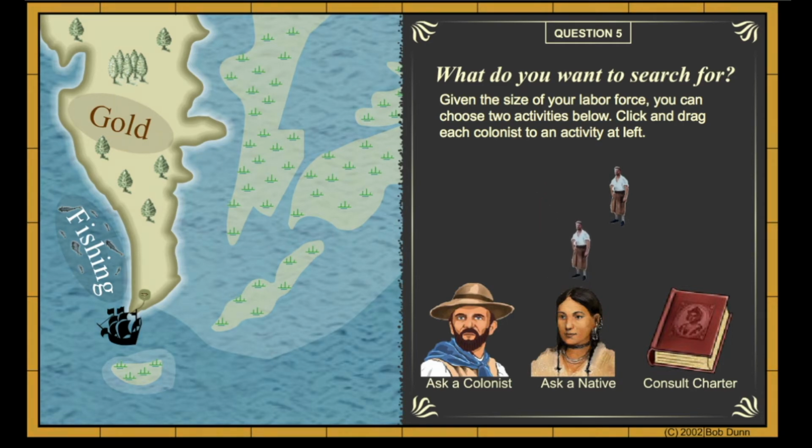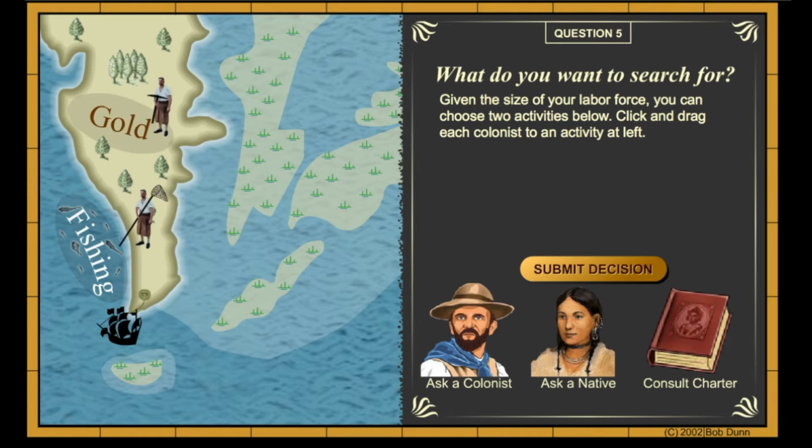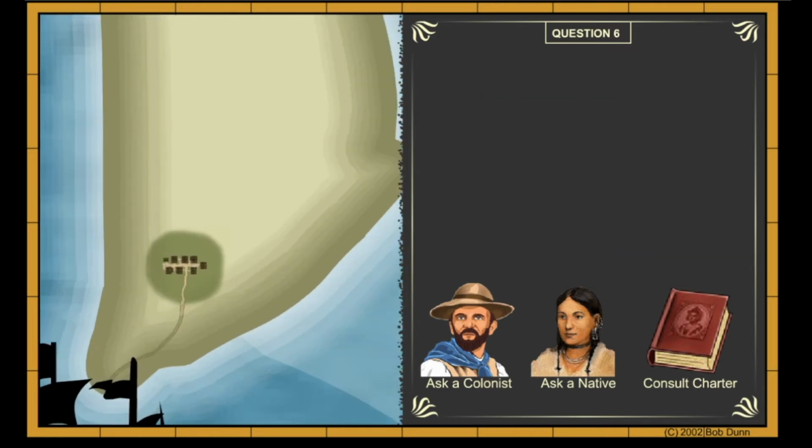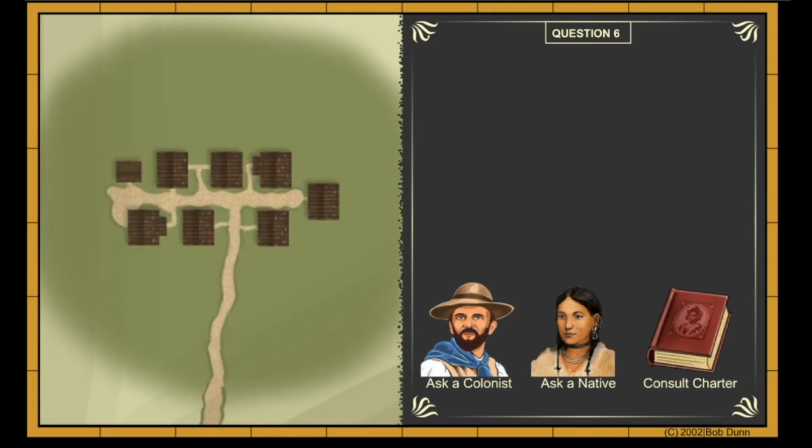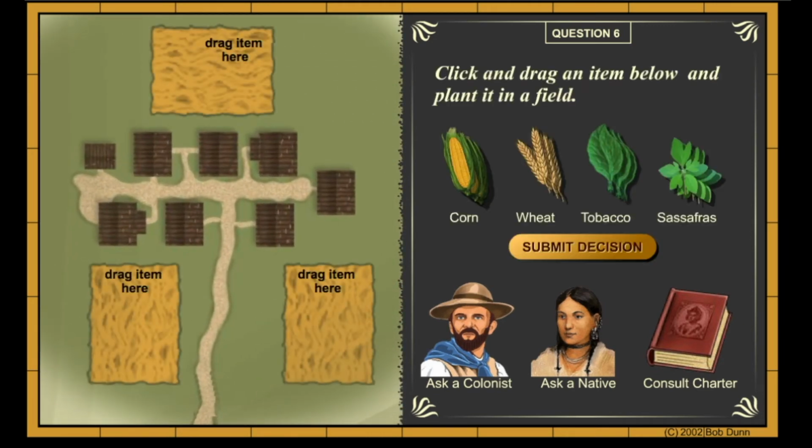So what do you think? What would you do if you were in his spot? I want to go to fishing. All right, let's put a guy there. We're going to put the other guy. Should we still look for gold or should we keep fishing more? Still look for gold. Ooh, I don't know about that. Too late. Submit your decision. That might hurt us. All right.